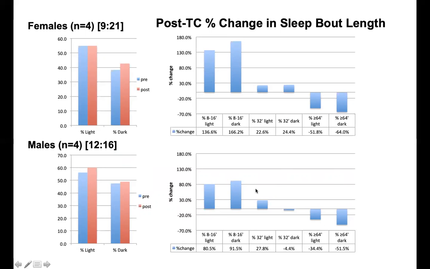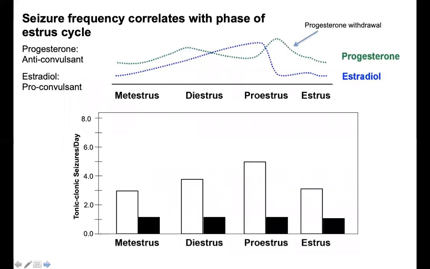I wouldn't say there's much difference at all. They're both affected similarly by seizure onset. The sleep architecture is disrupted. What we notice for our females is very interesting.